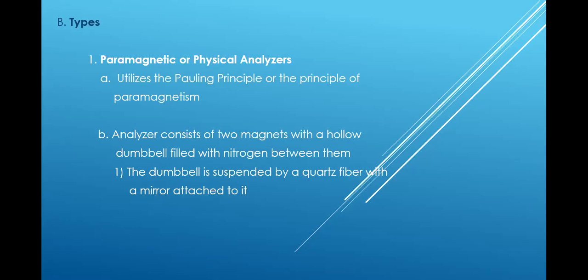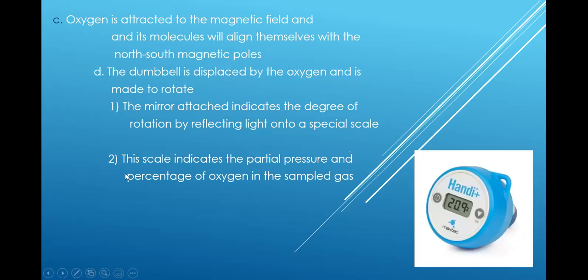It uses the Pauling principle of paramagnetism. All right. Now, what happens inside of the paramagnetic or physical analyzer that's so amazing? The analyzer consists of two magnets in a hollow dumbbell filled with nitrogen between them. The dumbbell is suspended by a quartz fiber with a mirror attached to it. Oxygen is attracted to that magnetic field, and its molecules will align themselves with the north-south magnetic poles. The dumbbell is displaced by the oxygen and is made to rotate.